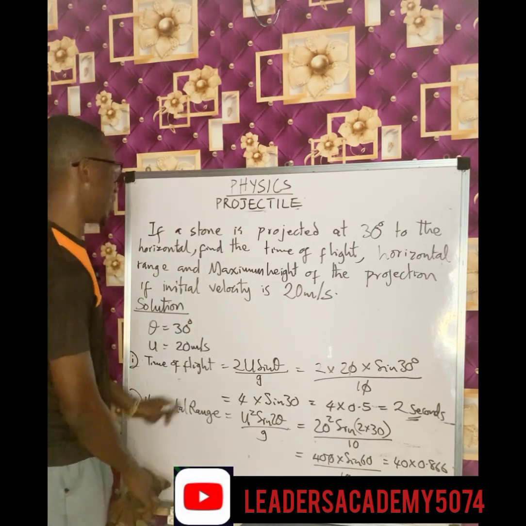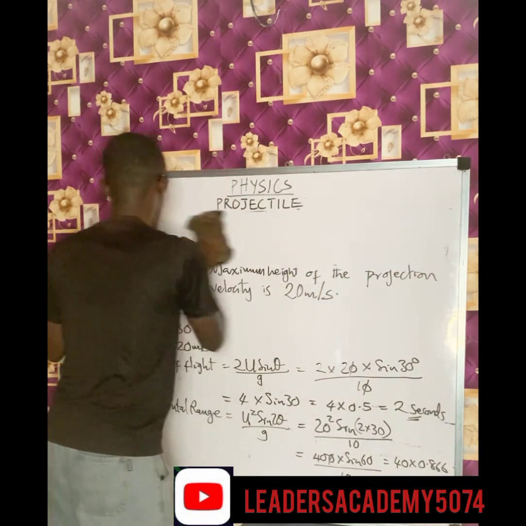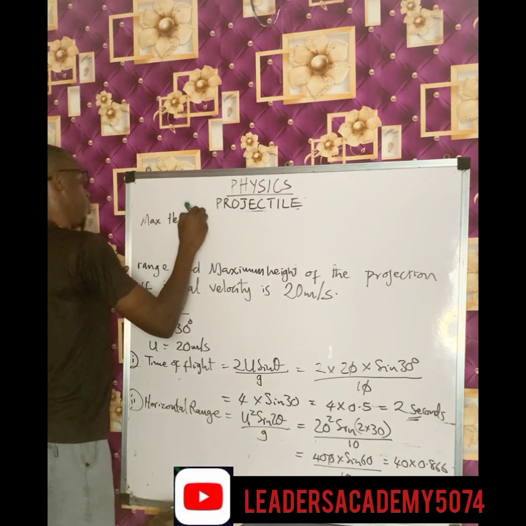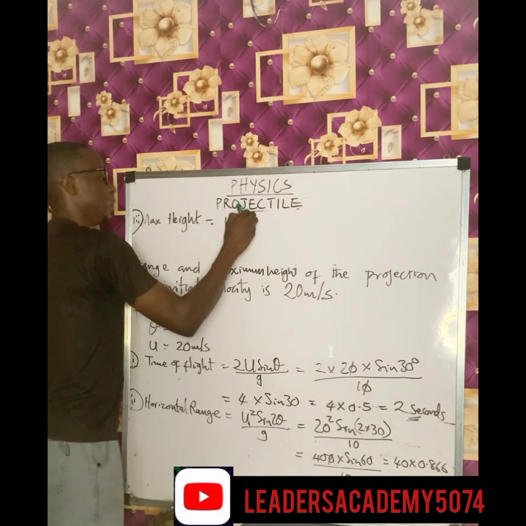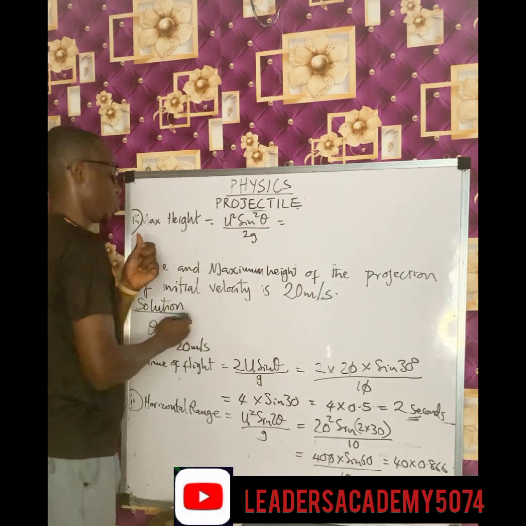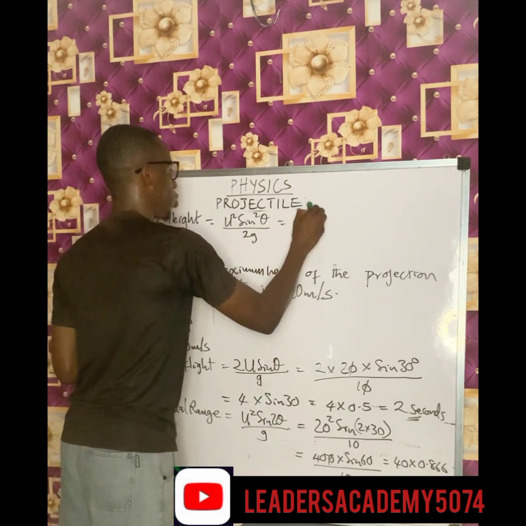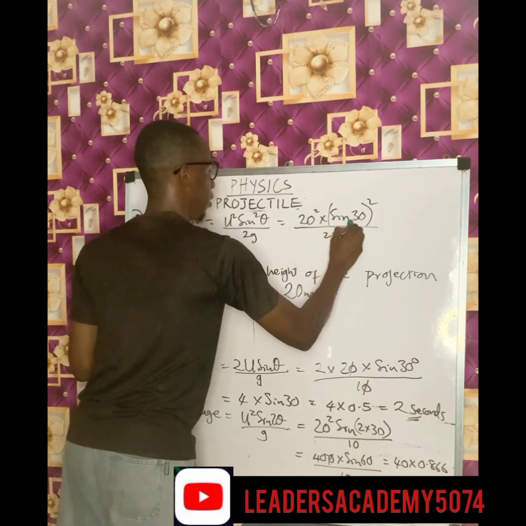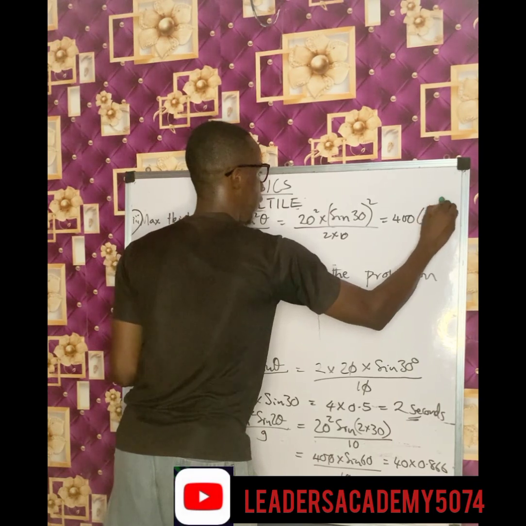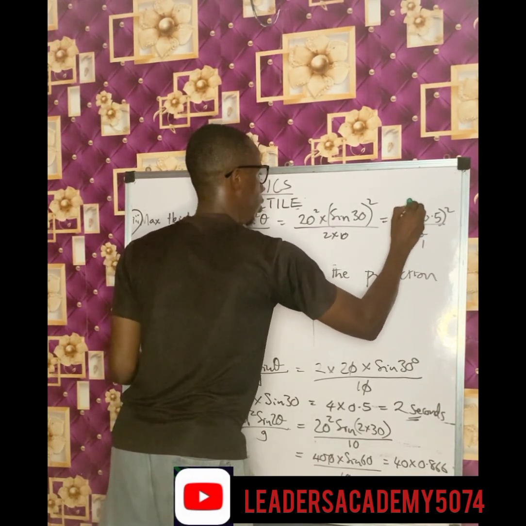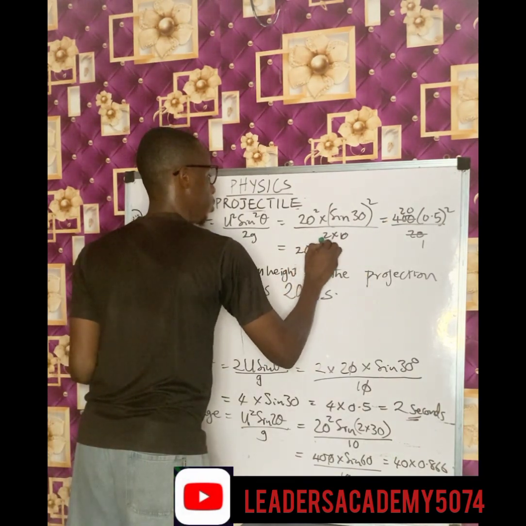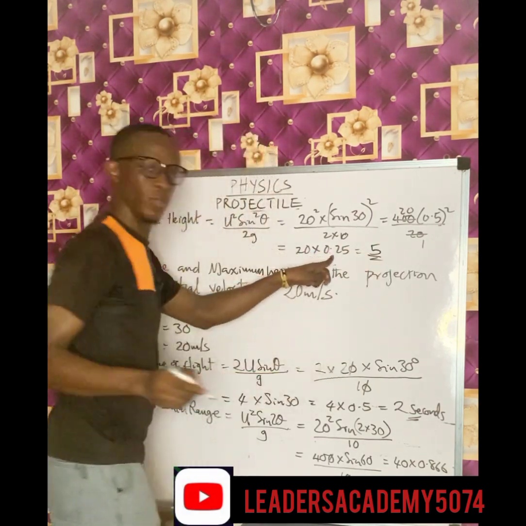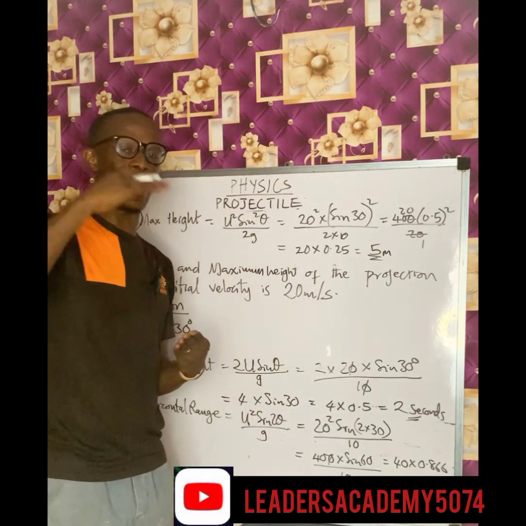Now, we have solved for the horizontal range. The next one is the maximum height. For maximum height, we have u squared sine squared theta over 2g. U is 20. So 20 squared times sine 30 all squared over 2 times 10. This is equal to 400 times 0.5 squared over 20, which is 20 times 0.25. A quarter of 20 is 5. That is 5 meters. The maximum height is 5 meters.